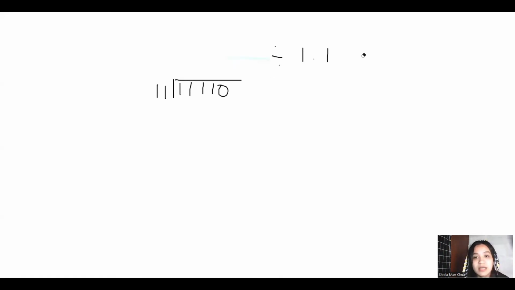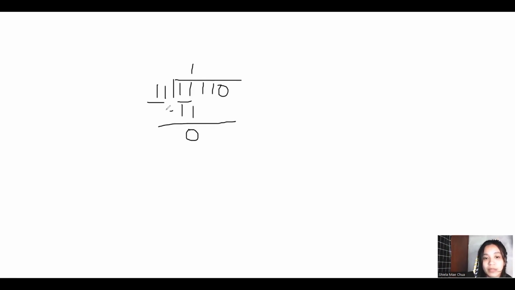So I will erase this, guys. Now let's proceed. Is 1, 1 greater than or equal to 1, 1? Yes, so it will become 1. 1 times 1 is 1, 1 times 1 is 1. Perform subtraction, we'll get 0 here. 1 minus 1 is 0, 1 minus 1 is 0. Now, let's bring down 1 here. Is 1 greater than or equal to 1, 1? No. So we will put 0 here, and 0 times 1, 1 is basically 0, 0. Perform the subtraction, 1 minus 0 is 1, 0 minus 0 is 0.